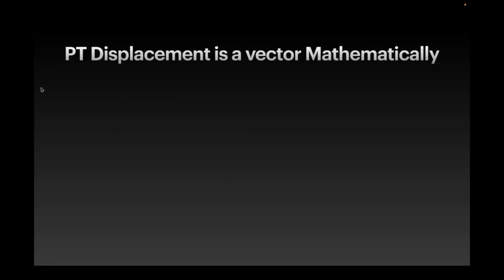Now, try this question on your own. Prove that displacement is a vector mathematically. In case you don't know the formula, displacement, which is represented as s, is nothing but velocity into time. This you can do on your own. Try this on your own. It should be easy. This is homework.